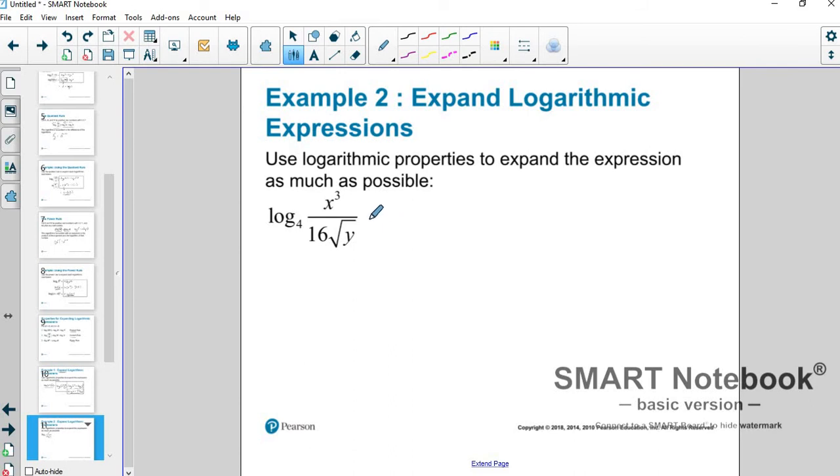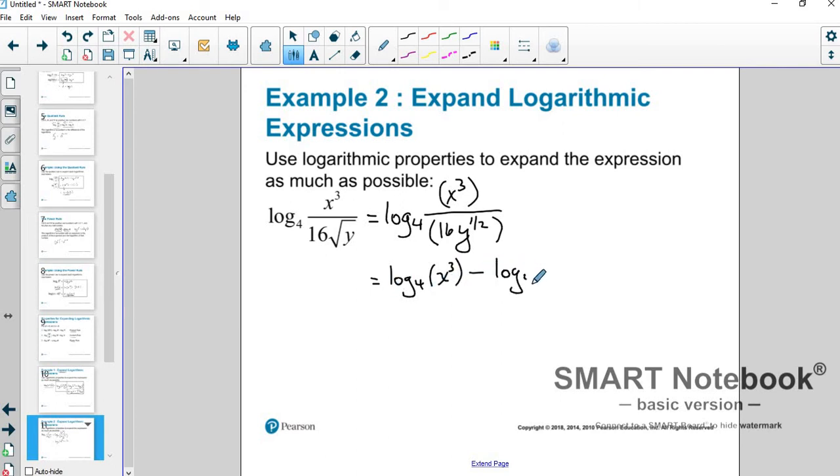Okay, so just like in the first problem, we have log base 4, and we're going to have to rewrite the denominator as 16y to the 1/2. But now, you got to be really careful. This is all a denominator. This is all the numerator. And so we use the quotient rule first to break up and get log of the numerator minus log of the denominator, the entire denominator. And then the denominator is a product. So we have to do the product rule. But the product rule states that you get a sum.